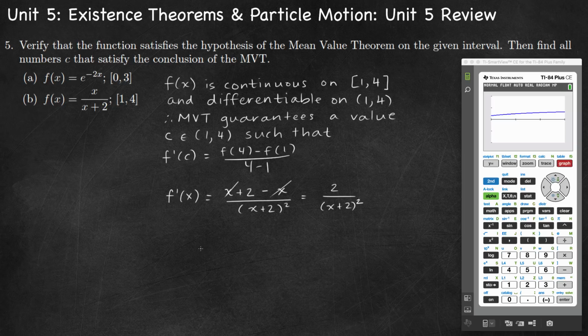So we're going to set that equal to our average rate of change. We need to find our average rate of change. I have my function f of x in y1. So my average rate of change, I want y1 of 4 minus y1 of 1, and then I'm going to divide that by 3. 1/9. So somewhere I know my derivative is going to be equal to 1/9.